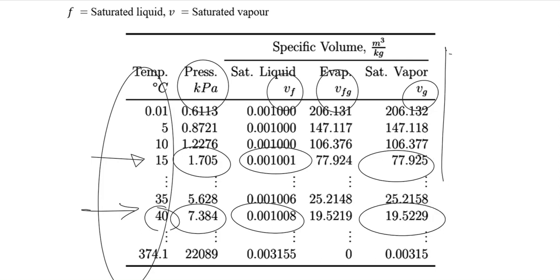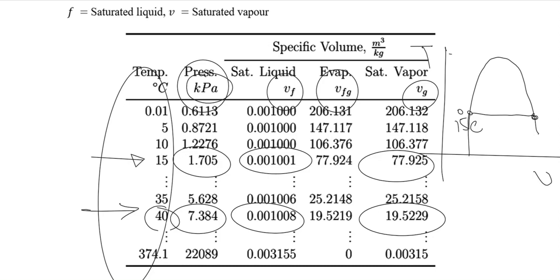Let's rewind some of the basic concepts from our last lecture. I am drawing a T-V diagram, as we are talking about the temperature table over here. So let's say I've been given a temperature, 15 degrees centigrade. For 15 degrees centigrade, I've been given a pressure which is 1.705, let's say, in kilopascals.